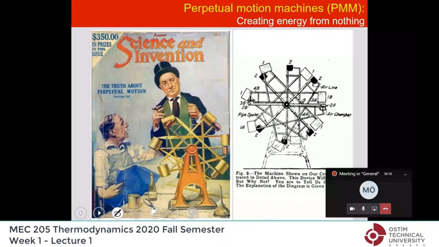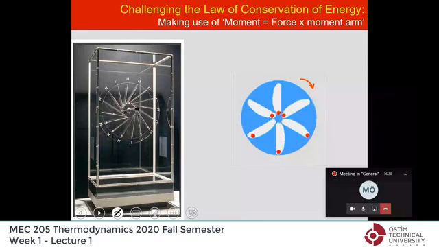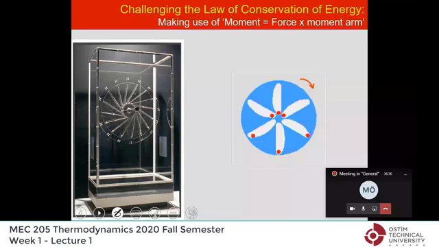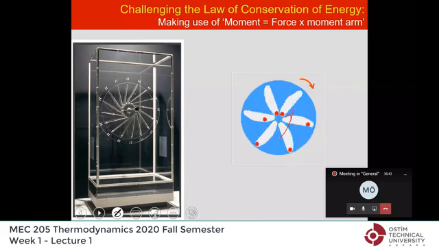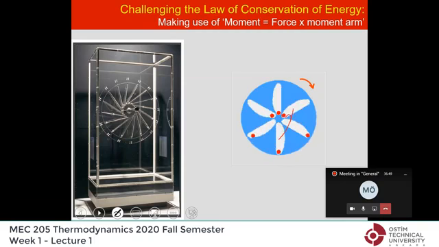How can that happen? Look at this wheel. You know from physics that moment is force times moment arm, right? Now here, on this part, the moment arm is long, so you can imagine that it will give you a large moment, or here. And here the moment arm is short in the middle part. And that difference should create some turning power, but it doesn't work that way.